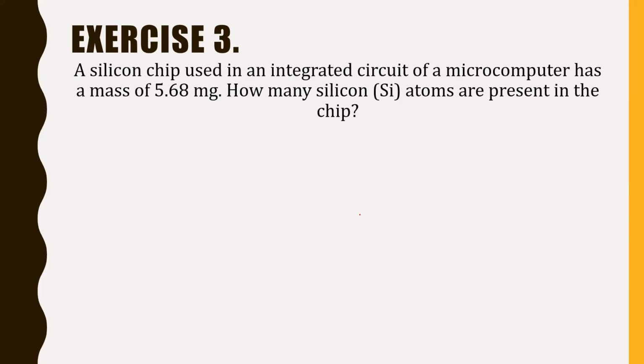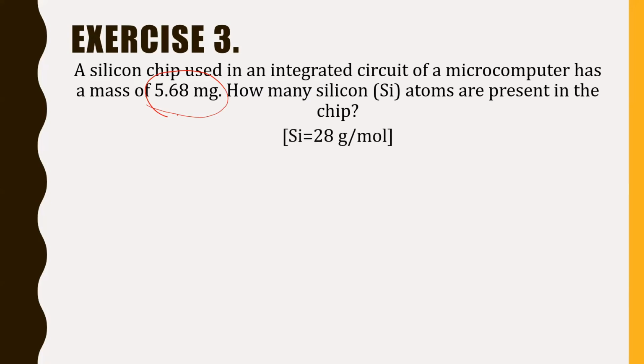So example number 3. Now, this will be the case of silicon. A silicon chip used in an integrated circuit of a microcomputer has a mass of 5.68 milligrams. How many atoms of silicon are present in this given mass? So if you notice, 5.68 is the given. The first thing we will do is convert that into grams.